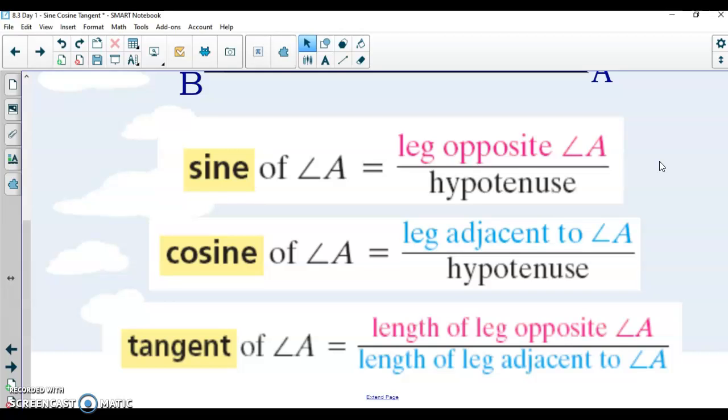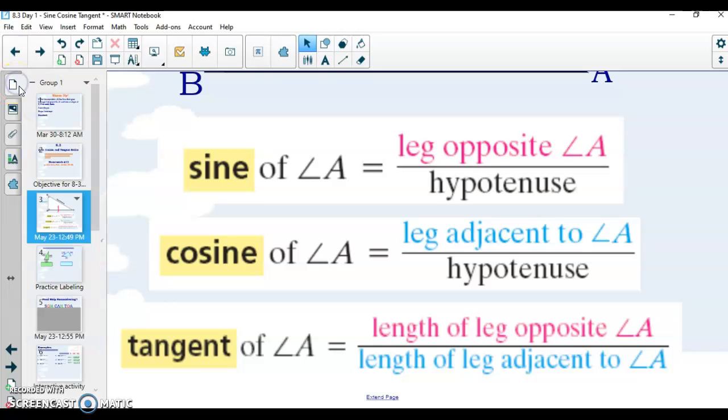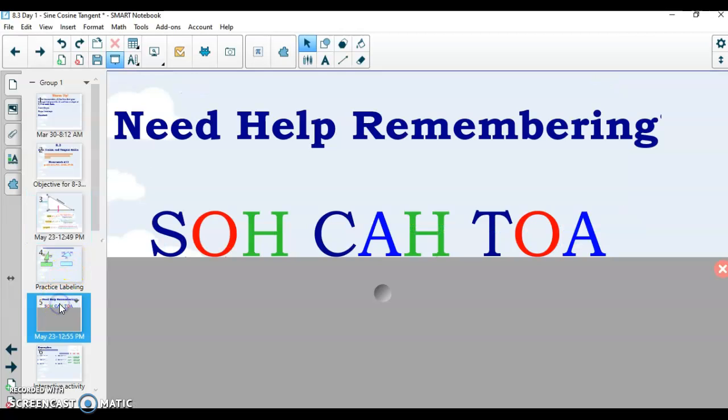In an example, let's say I know the opposite leg is 5 and the hypotenuse is x, meaning it's unknown to us. Since we have information about the opposite leg and the hypotenuse, we're going to set up the sine function. If I have the adjacent leg and the hypotenuse, we use cosine, and then same thing with tangent for opposite and adjacent. So then we showed you guys this phrase, right?